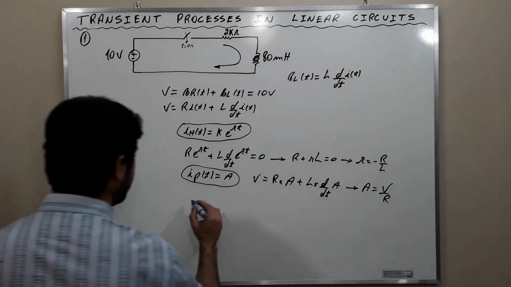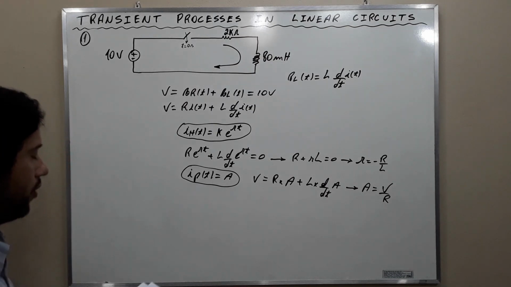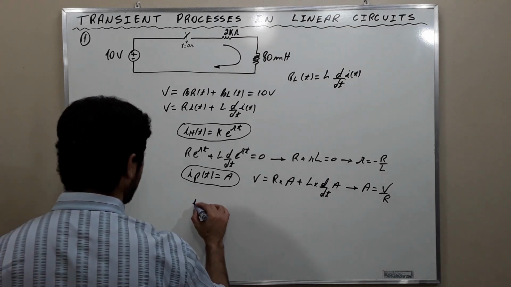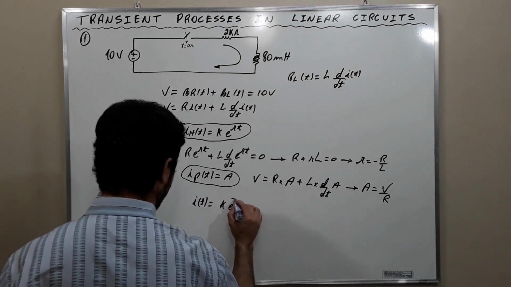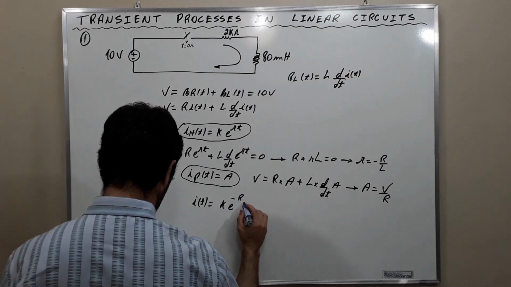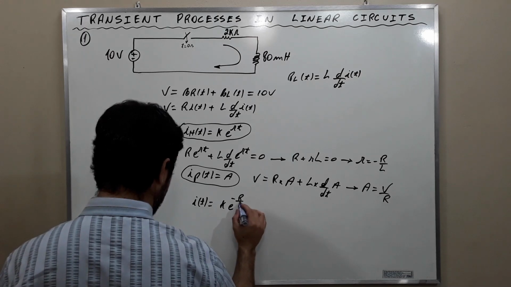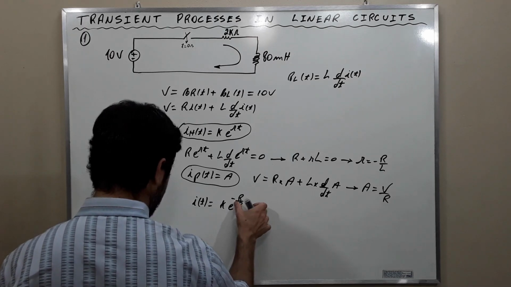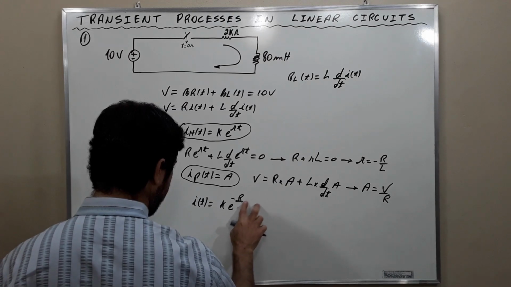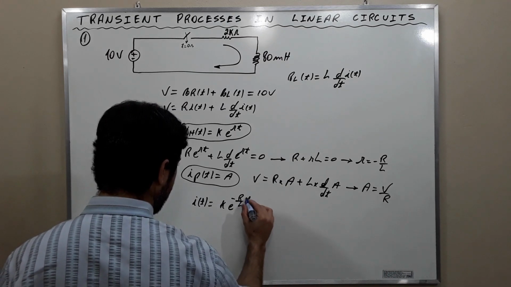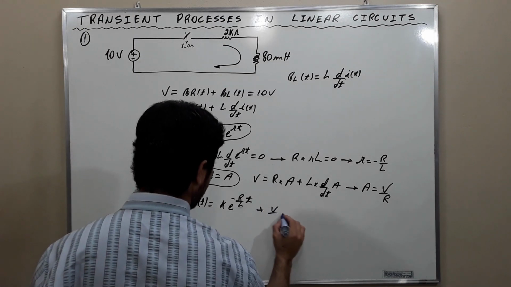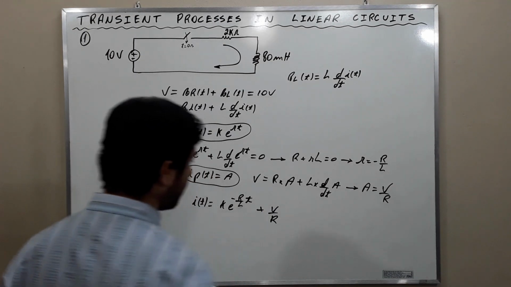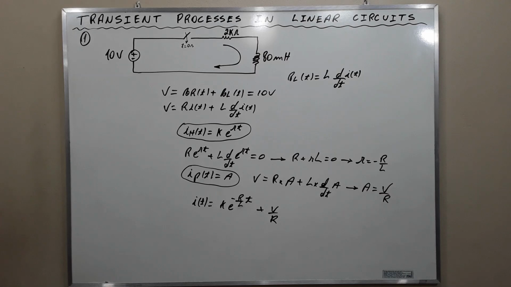Our general solution to the differential equation is I of t equal to k times e raised to the power of minus R over L times t plus V over R. Okay, this is the general solution.